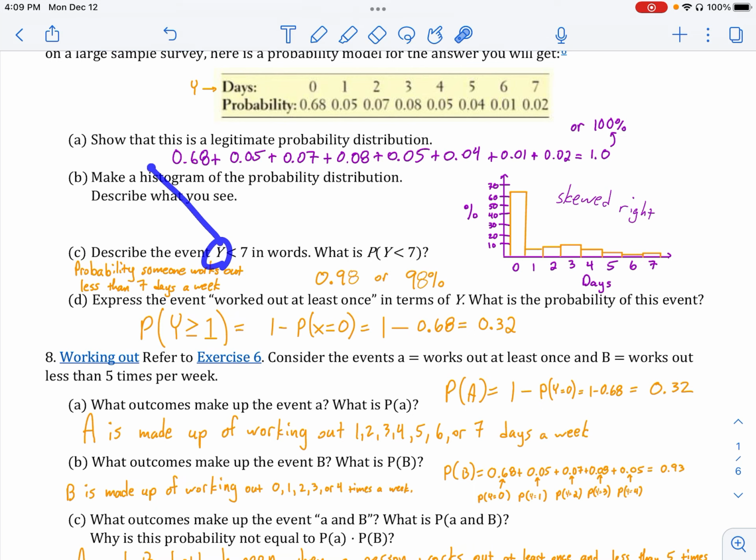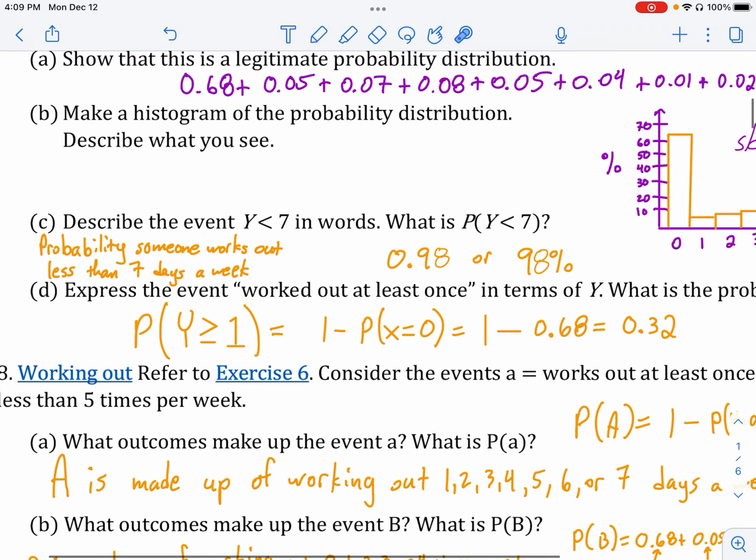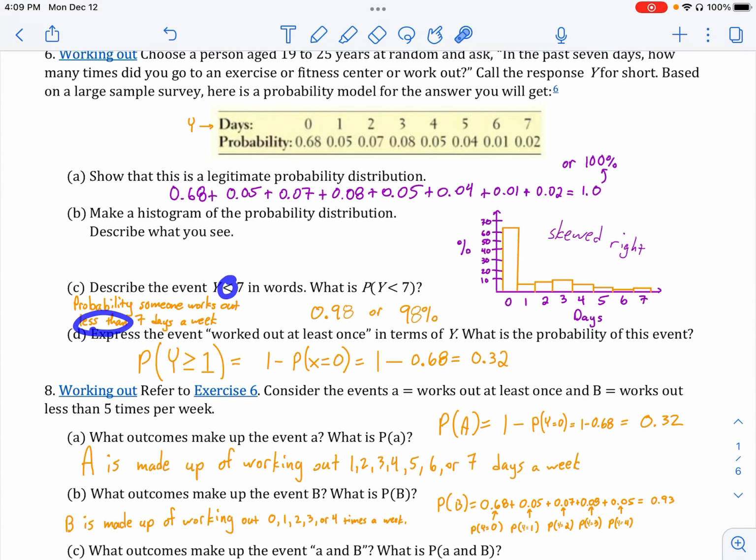Letter C, describe the event Y is less than 7. Y is the number of days you work out, okay? So this would be the probability someone works out less than 7. This is a less than symbol. So really, that would be all of these. Or another way to think of it is if it's all of these, well, it's everything but the 2%. So 100 minus 2% is 98%.